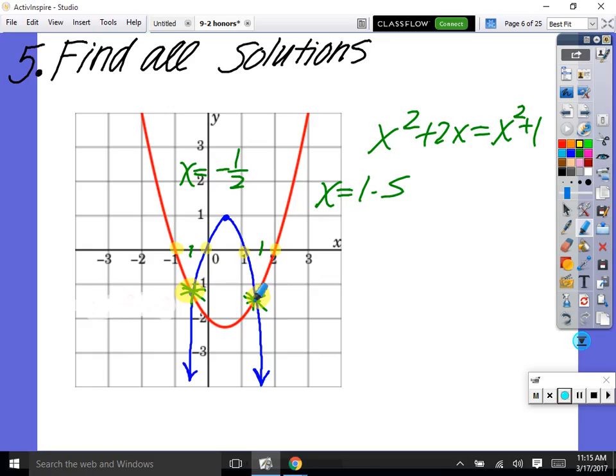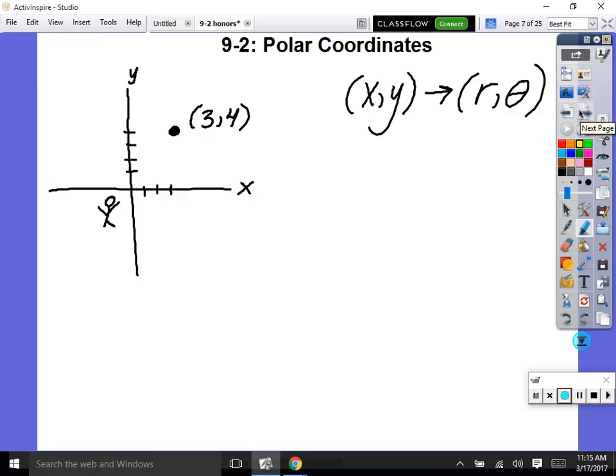Okay, awesome. Let's start today's lesson, 9-2, polar coordinates. So go to a different place to take notes, because you're going to have that one designated area in your notebook to always take notes on for the review problem.